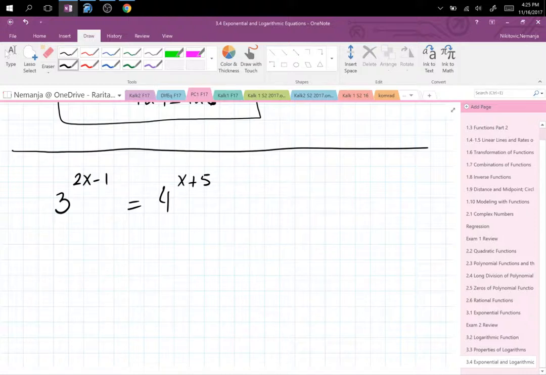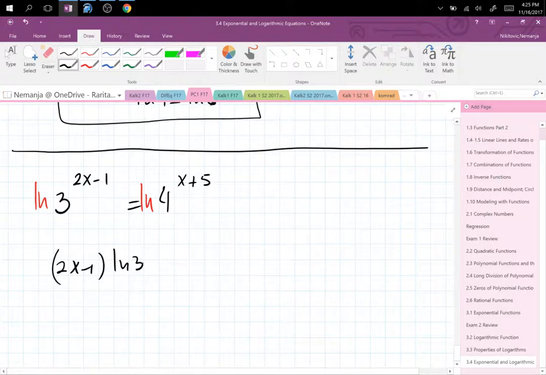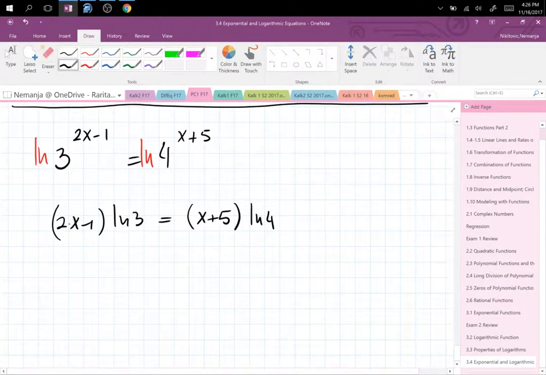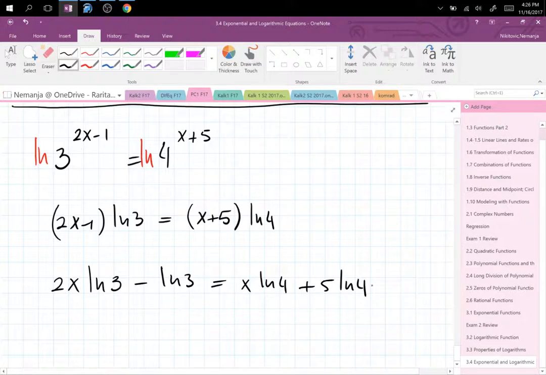Let's take a look. Together we are going to ln both sides and then just follow algebra from there. We have 2x minus 1 times ln 3 is equal to x plus 5, that's the exponent that drops down, times ln 4. We are going to distribute everything. I'm getting 2x ln 3 minus ln 3 is equal to x ln 4 plus 5 ln 4.